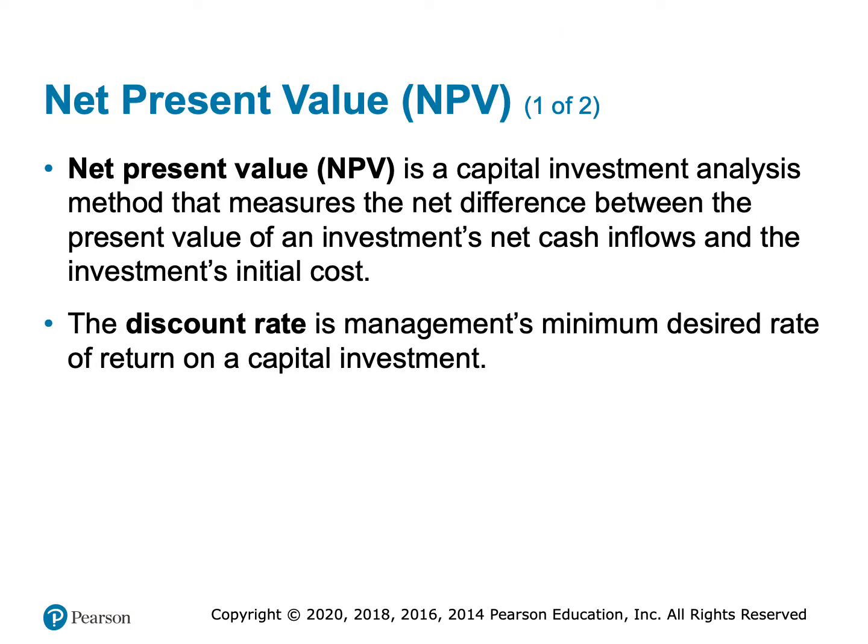So net present value, or NPV, is a method that examines the difference between the present value of the net cash inflows and the present value of the net cash outflows. Now we use for our interest rate what we call a discount rate. The discount rate is management's required rate of return on capital. So that's what we talked about, how management's going to say, ooh, this is a risky investment. I'm going to assign it a higher interest rate or higher discount rate.